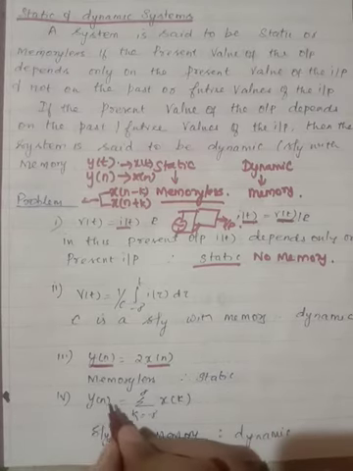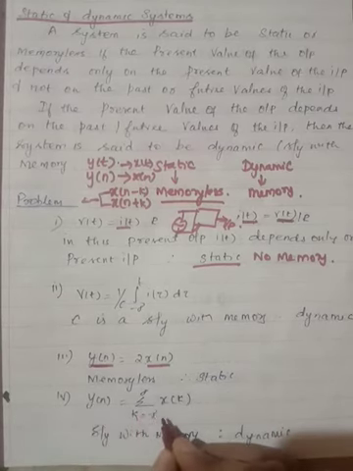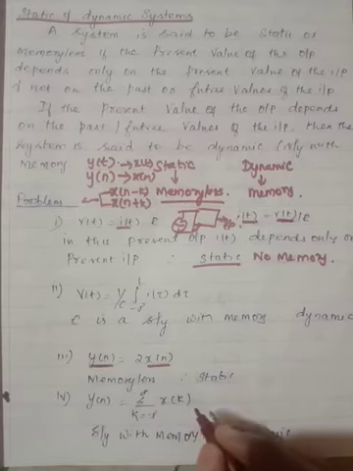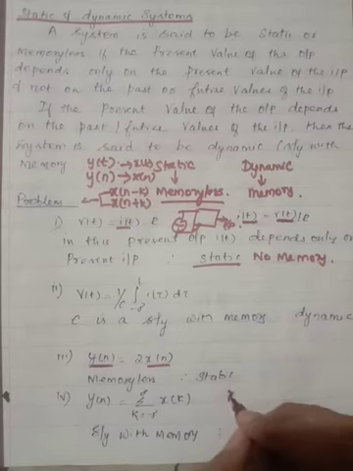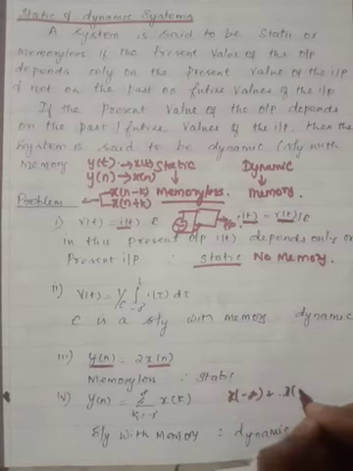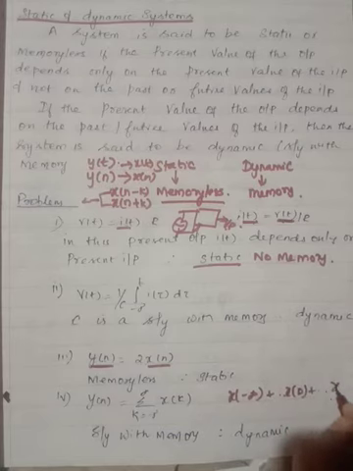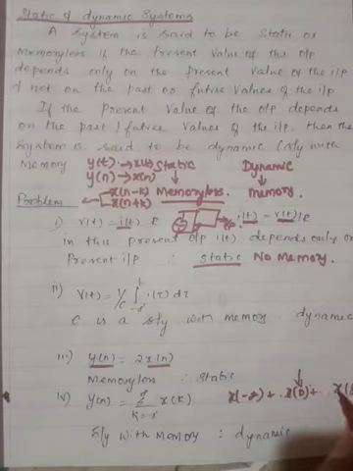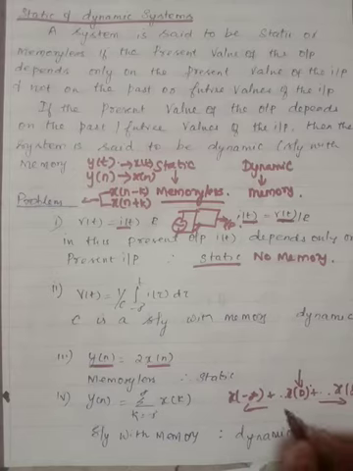Now consider y of n is equal to summation k equal to minus infinity to infinity x of k. What is the meaning of it? This output depends upon all the values. It starts from minus infinity, then x of 0 up to x of plus infinity. So this is the current input, right? So this depends upon past and the future values, so it needs a system with memory. So this is said to be a dynamic system.